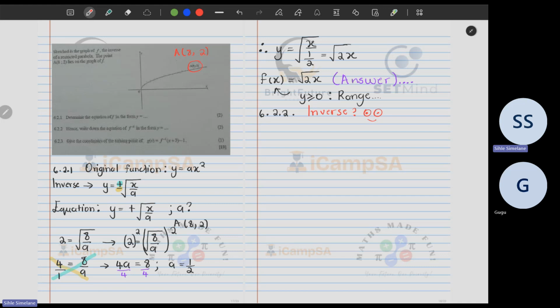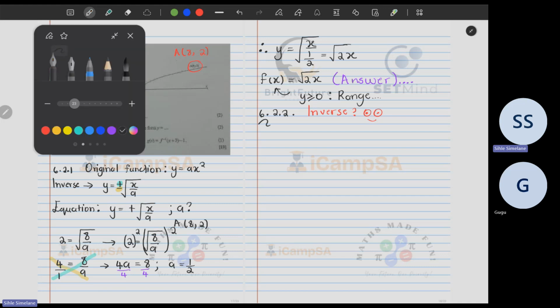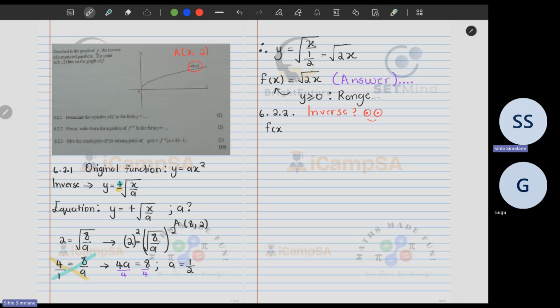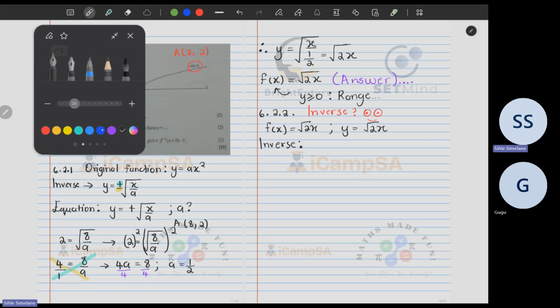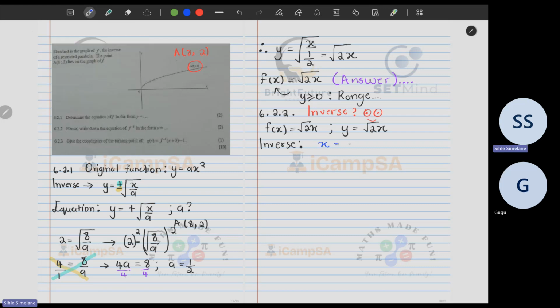When we have our range, you can see that this is going to be our domain. So let's take what we have here. We have f of x, which is square root of 2x. This we can write as y equals square root of 2x. Let's go ahead and do our inverse. The first thing we do is swap x and y. So if we swap x and y, we end up getting x equals square root of 2 times y.